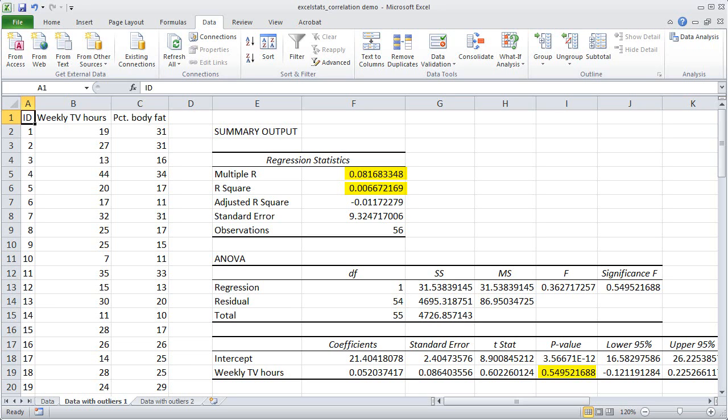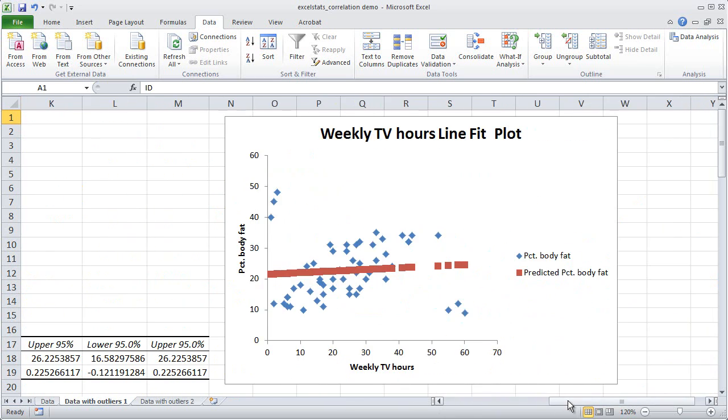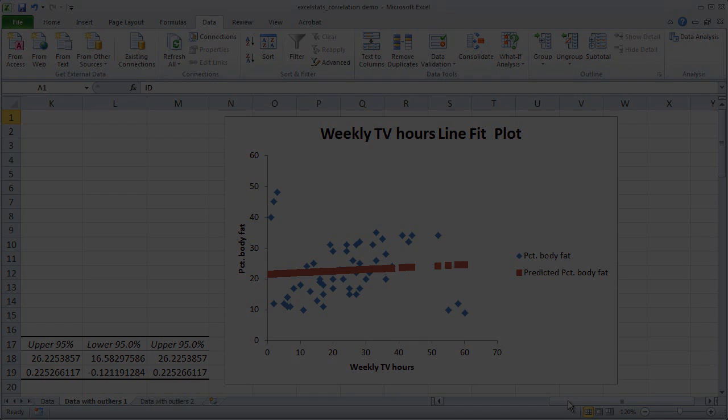So if you just looked at these numbers, you would conclude that there is no significant relationship between the amount of television you watch and your percentage of body fat. But if you scroll back over to the line fit plot, you see that what's really going on is that for most people, there's a strong positive relationship there. But for these 6 individuals in the sample, there's something else going on. For them, the pattern doesn't hold true. They are some kind of an exception to the rule, but the rule is still there. So if you don't check for these outliers, you can end up being fooled by your regression output.